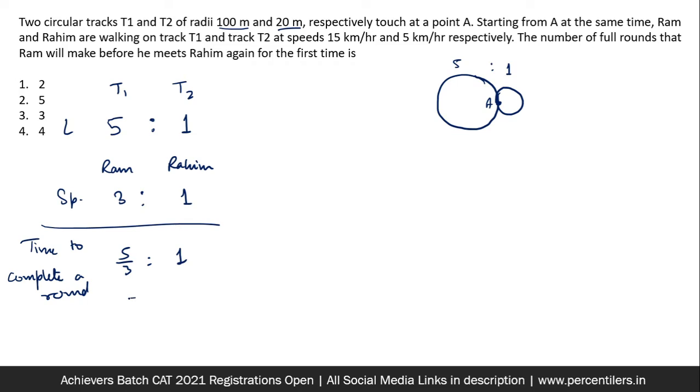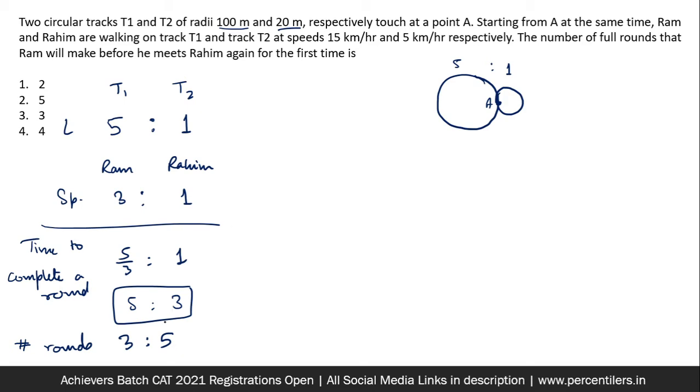Distance upon speed is time. So basically 5:3. This tells you that Ram will be able to complete a round in 5 seconds and Rahim will be able to complete his round on the smaller circle in 3 seconds or something like that, 5x, 3x. So this ratio tells us that, suppose they start from point A on their respective circles, the number of rounds they will be completing when they meet for the first time would be 3:5. Number of rounds would be the inverse of the previous ratio of time taken to complete one round. So when the round is constant, the ratio of time is 5:3. When time is constant, the ratio of the number of rounds would be 3:5.